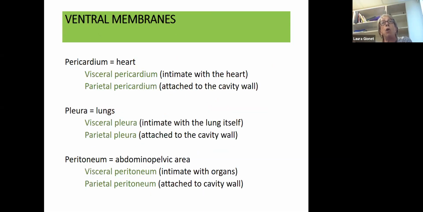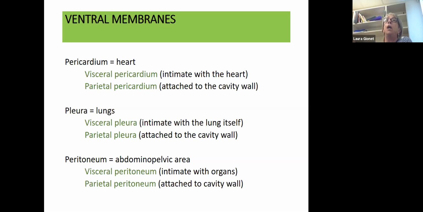So surrounding the heart, we have the visceral pericardium and the parietal pericardium. The visceral pericardium is that layer that's intimate with the heart. And then you would have some fluid, and you'd have the outer connective tissue layer, this layer called the parietal pericardium. And that way, as the heart moves, there's plenty of fluid between these different layers so that they move seamlessly adjacent to one another. Then we have the membranes that surround the lungs. We have the visceral pleura and the parietal pleura. The visceral pleura is intimate with the lung itself.